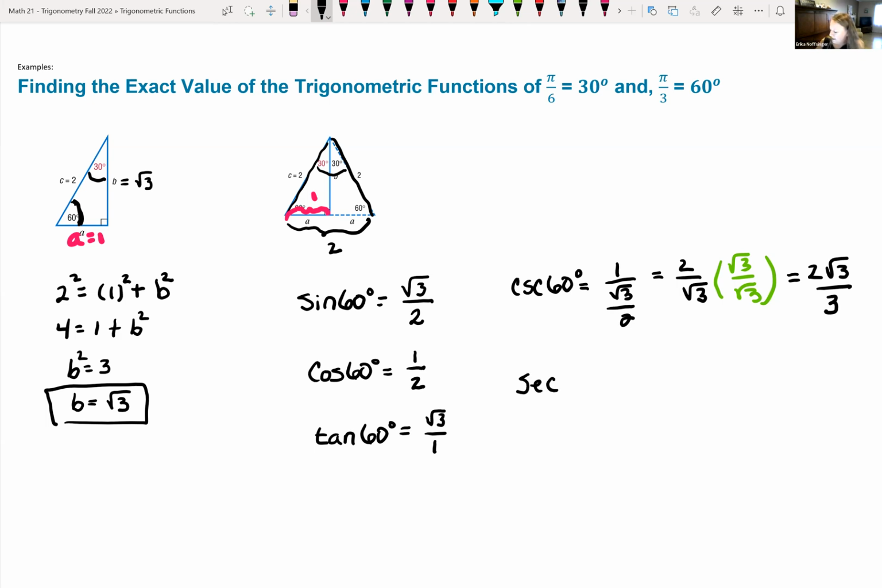Secant of 60 degrees. This is 1 over cosine of 60 degrees, so 1 over 1/2, which is 2. And cotangent of 60 degrees is equal to 1 over tangent of 60 degrees. So this is 1 over root 3. But rationalizing our denominator here, multiplying by root 3 over root 3, we get that this is equal to root 3 over 3.